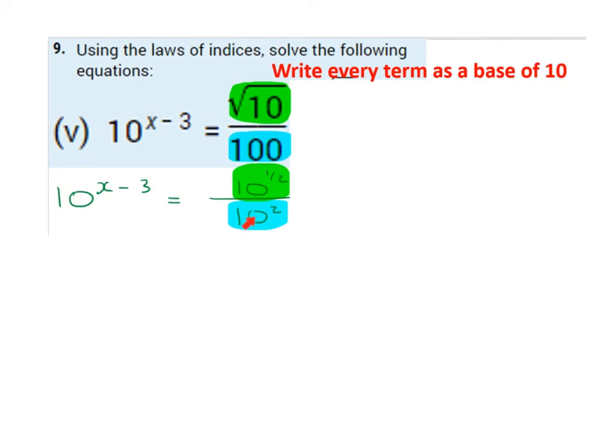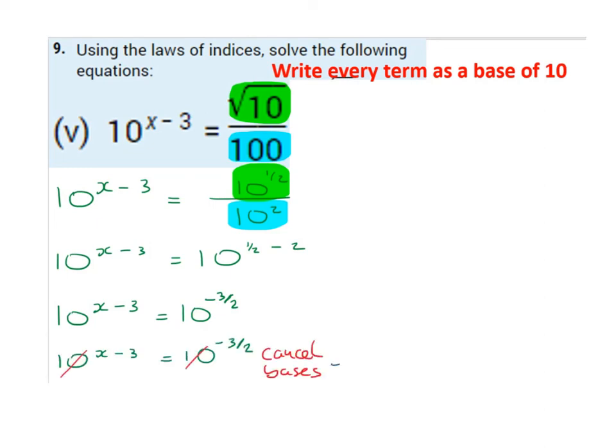Next, we're dividing powers with the same base, so we subtract the powers. So we're going to have 10 to the power of a half minus 2. And 10 to the power of a half minus 2 gives us 10 to the power of minus 3 over 2. Now we have 10 to the power of something on the left, 10 to the power of something on the right, so we can cancel out the bases, cancel out the tens. And we're left with x minus 3 is equal to minus 3 over 2.